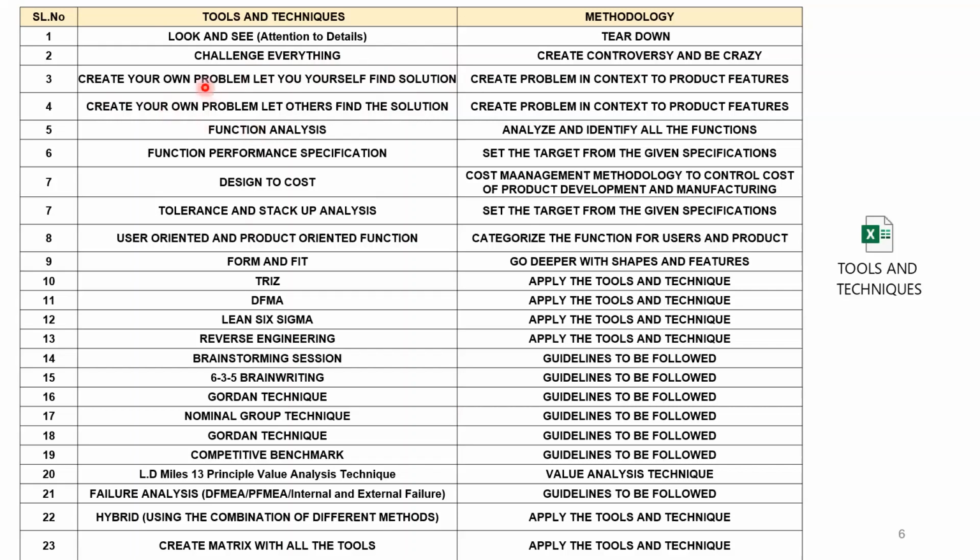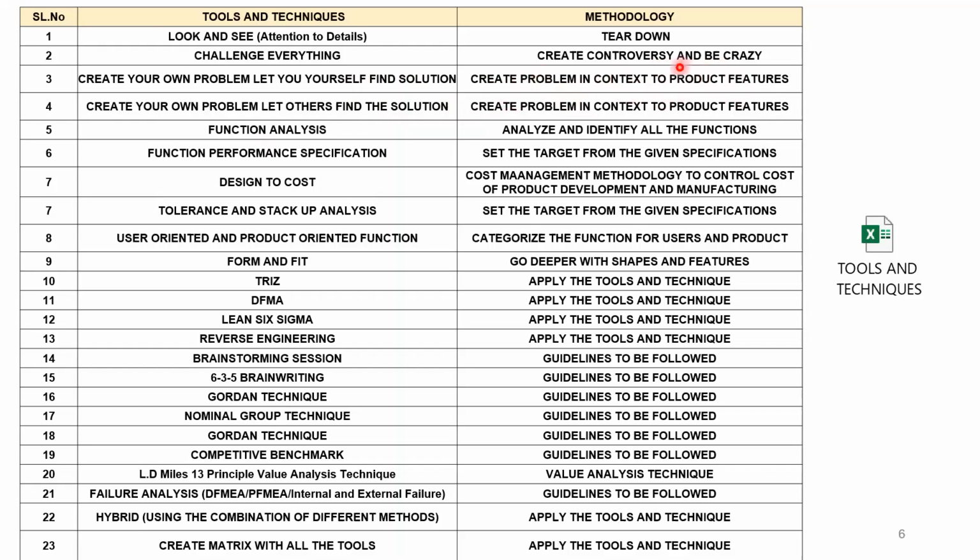Okay, what is the problem you are facing in your process? Is it your own problem, or is it a problem that has been identified by the organization? It doesn't matter if it is identified by the organization or by you. You try to find a solution, and you need to create the problem. You have to solve the problem in the context of the features.